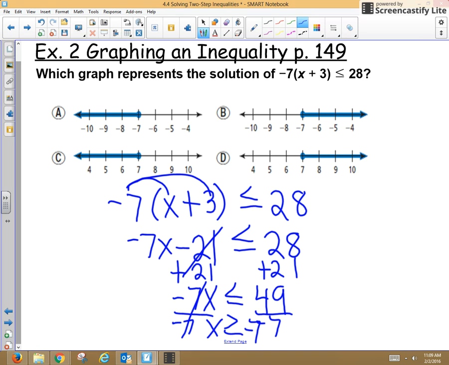Greater than or equal will mean a closed circle. All of them are closed. Now x has to be greater than or equal to negative 7. So I can automatically eliminate D because that's positive, and I can eliminate C because that's positive. So now I'm between A and B. If x is greater, it must go to the right. So B is the best answer. B represents the graph which is greater than or equal to negative 7. Now let's move on to example 3.